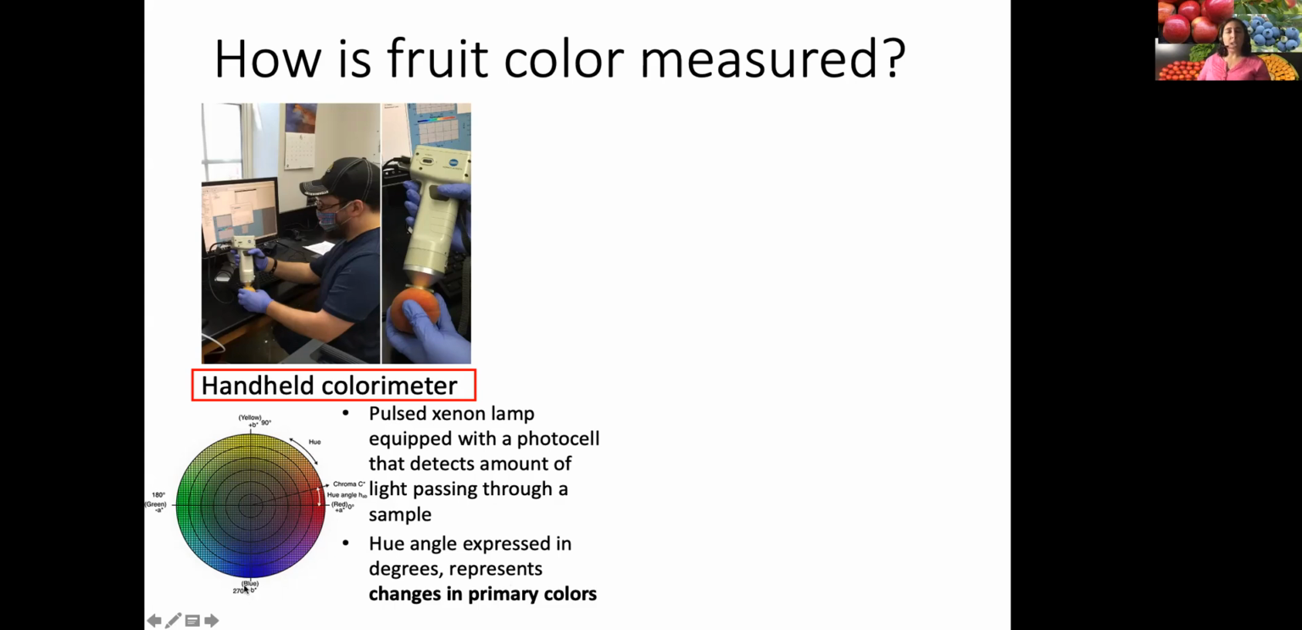When we are around 270 degrees, it's more like a blue color. Okay, 180 degrees, we are talking about a green fruit. So according to the hue value that we are getting, we can directly classify the fruit in a specific coloration, but we also have a quantitative value that we can evaluate further if we want to analyze data, etc. Okay.